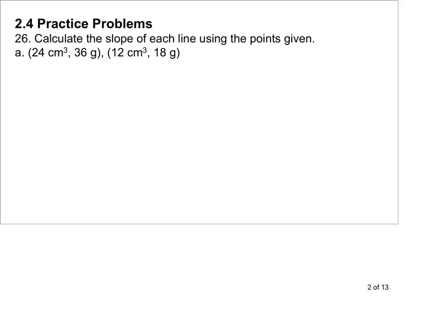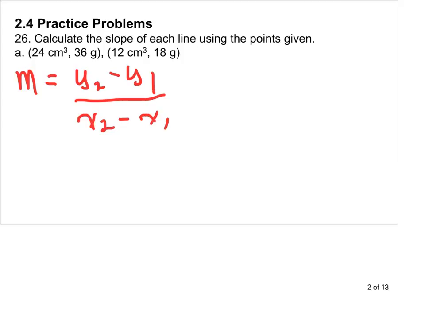Number 26, we were to find the slope using the points given, and our formula for slope is m equals y sub 2 minus y sub 1 over x sub 2 minus x sub 1, or the other way we think about it, delta y over delta x.